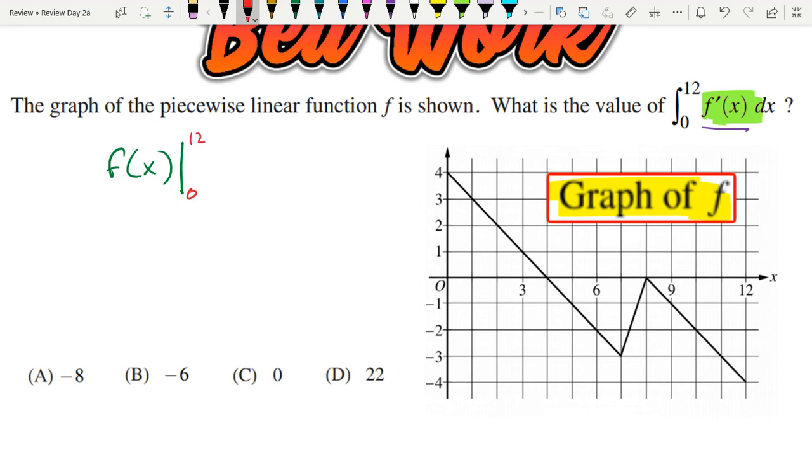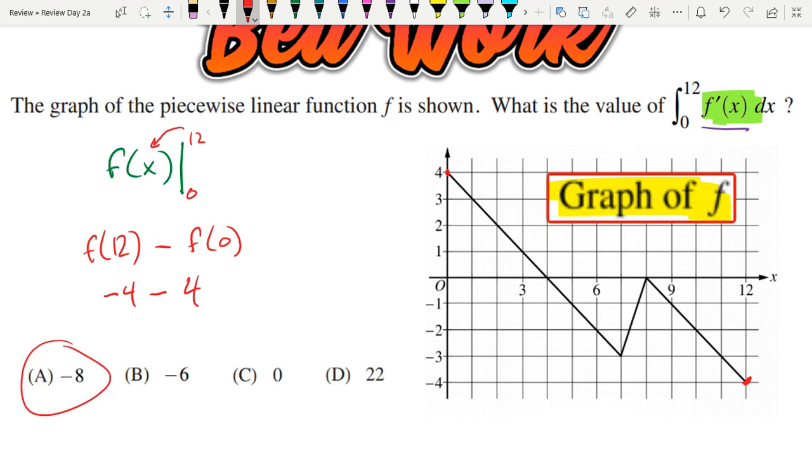So we would do that. It's going to be plug in the upper bound minus plug in the lower bound. What is f of 12? How could I find that? Look at the graph. F of 12 is -4 minus f of 0. F of 0 is 4. -4 minus 4. The answer is -8.